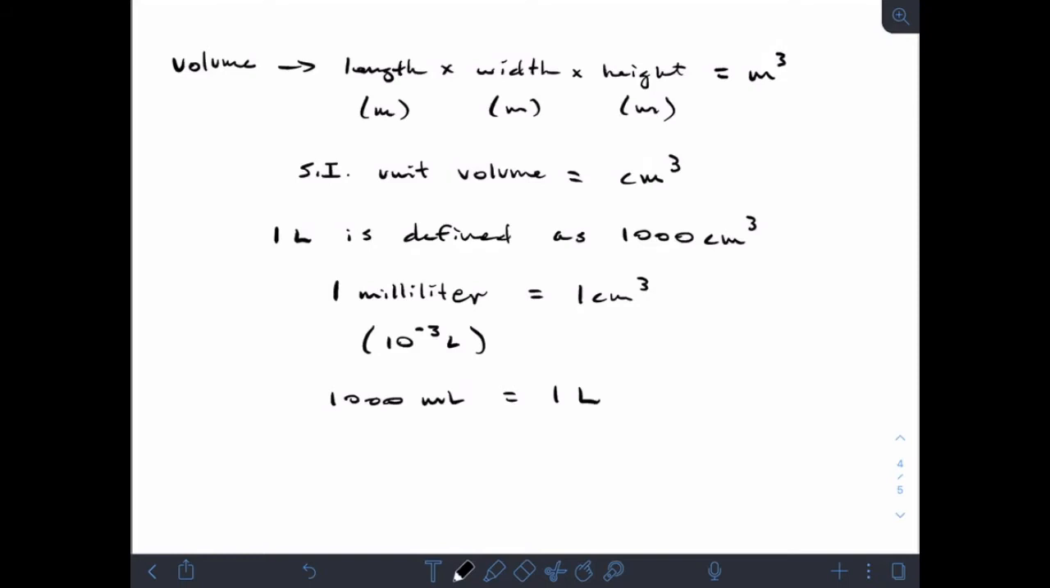So if there are 1,000 cubic centimeters in a liter and 1,000 milliliters in a liter, then 1 milliliter equals 1 cubic centimeter. If you've ever watched any kind of hospital shows on TV or in the movies, and you often hear doctors or nurses say, I need 10 cc's of something, they're talking about milliliters, because cc stands for cubic centimeter. They're asking for a volume in terms of cubic centimeters.